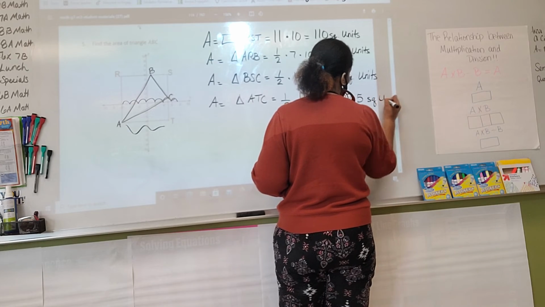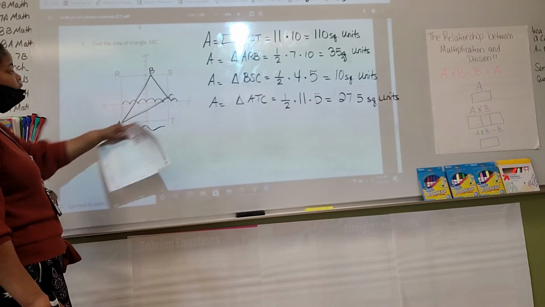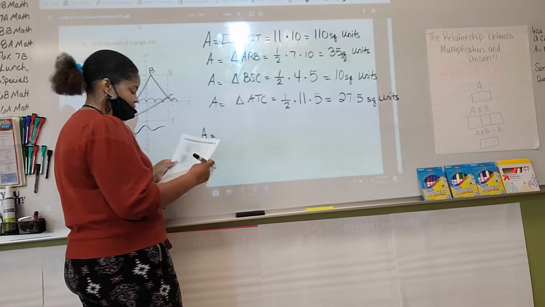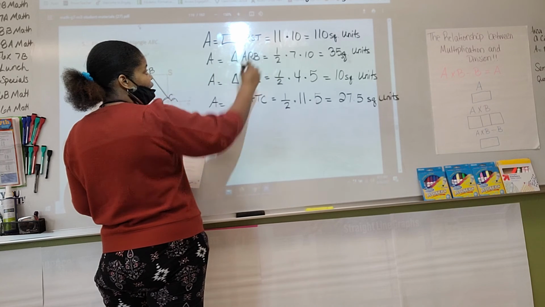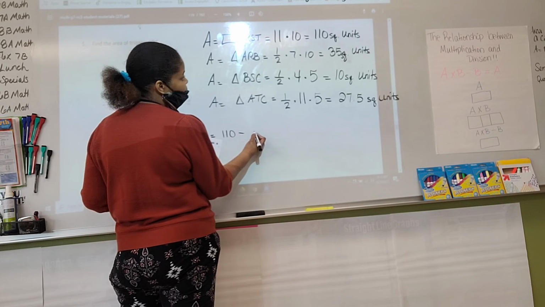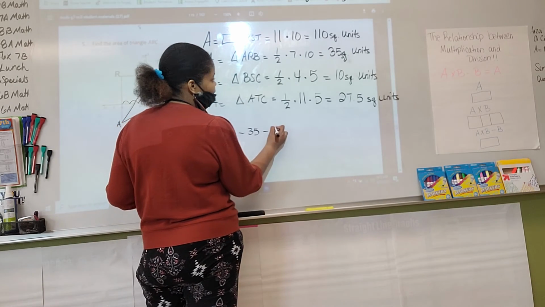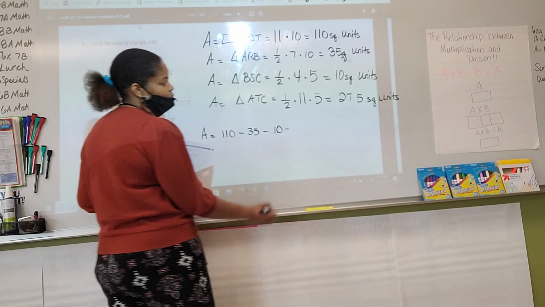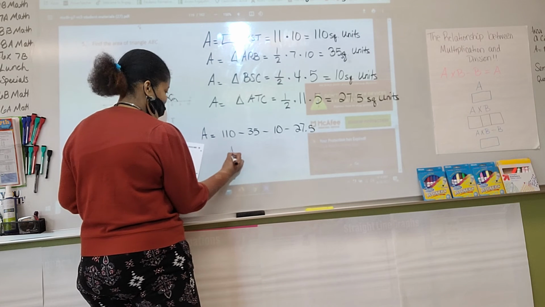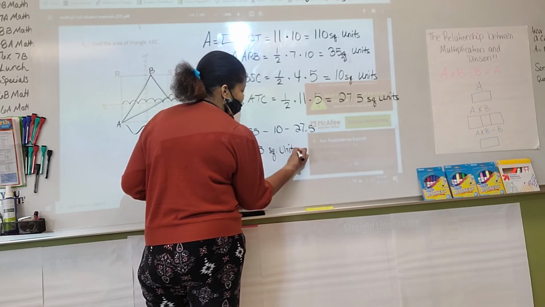All right, now I am able to answer this question. It says find the area of the whole triangle. So, to do that, I would say the area of the whole triangle is the big triangle RST, which is 110, minus triangle ARB, which is 35, minus triangle BSC, which is 10, minus triangle ATC, which is 27.5. And what will be my answer? 37.5. 37.5 square units.